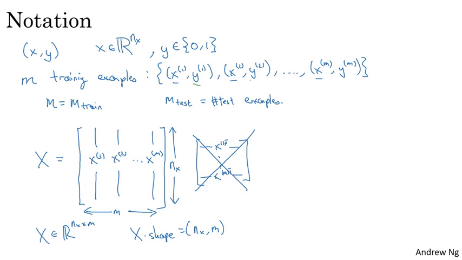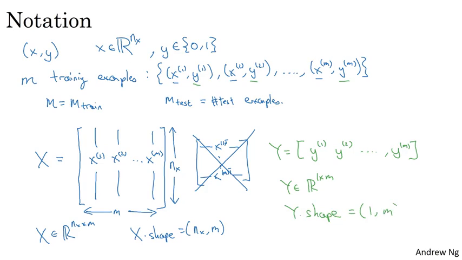How about the output labels y? To make your implementation of a neural network easier, it will be convenient to also stack y in columns. So we're going to define capital Y to be equal to y1, y2, up to ym, like so. So Y here will be a 1 by m dimensional matrix. And again, to use the Python notation, the shape of Y will be (1, m), which just means this is a 1 by m matrix.